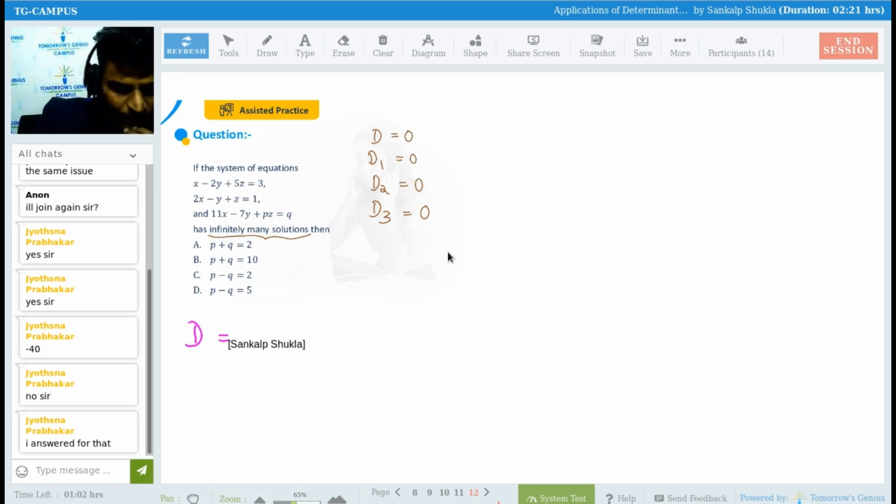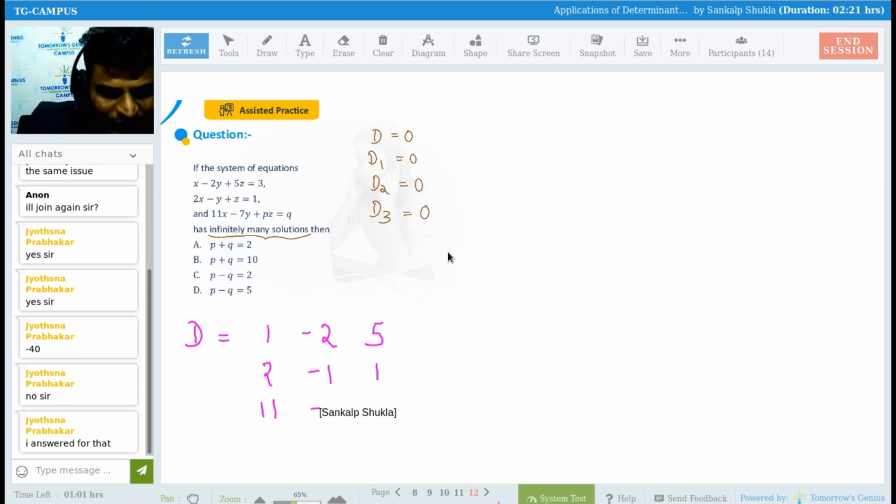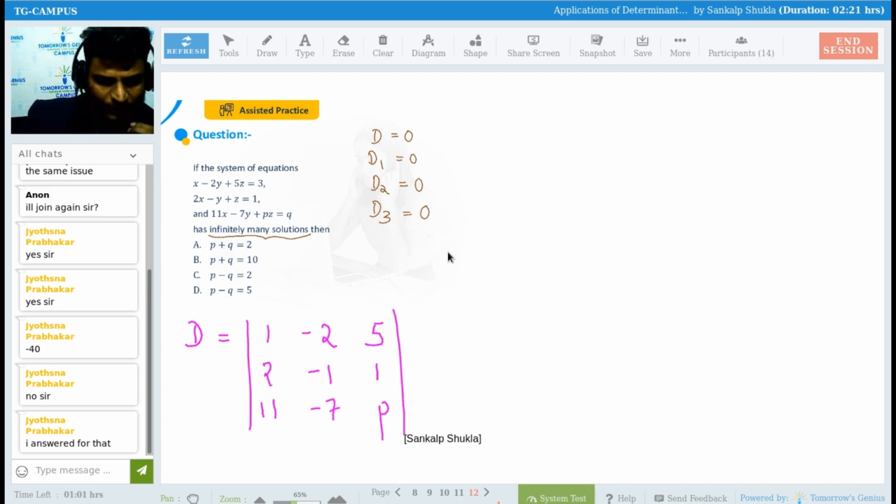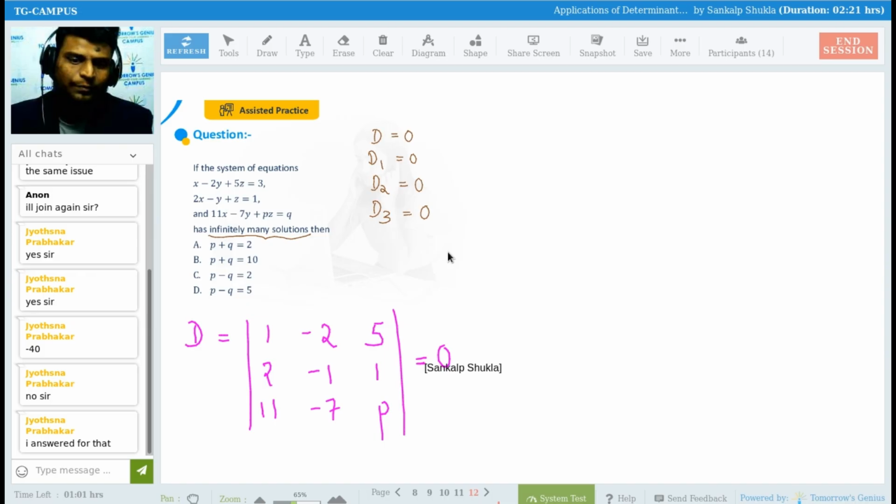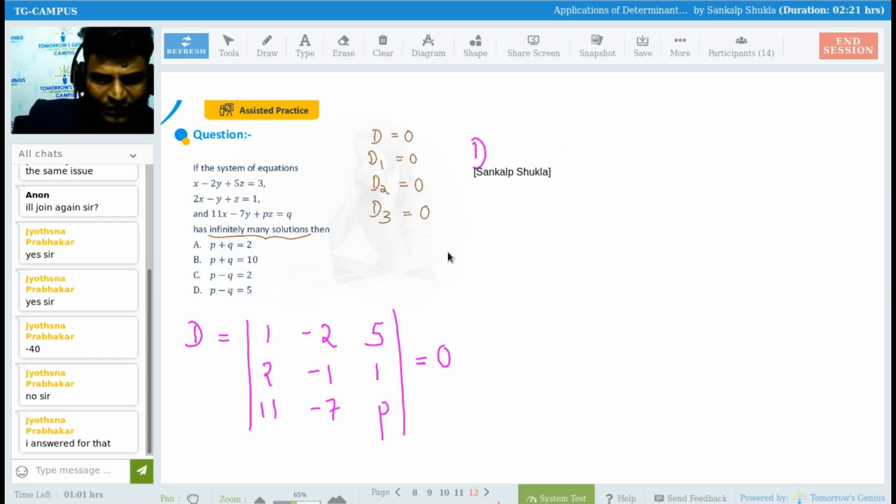What is the value of D? It is 1, minus 2 and 5. What is the value of R2? It will be 2, minus 1 and 1. And 11, minus 7 and P. This is the value of D, that you have to put equal to 0. Right? Because infinite solution means D is equal to 0. Just find the value of D.